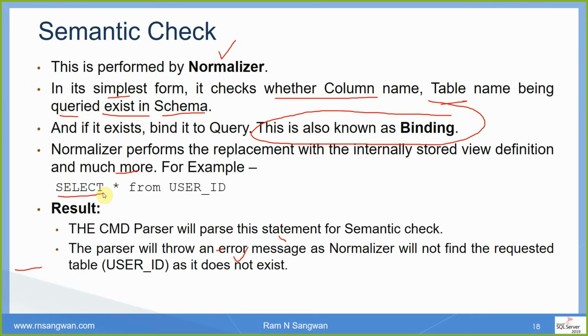For example, when we say select star from user ID. So select star, star is not a column; star refers to specific individual columns. So here the CMD parser will parse the statement for the semantic check. The parser will throw an error message as the normalizer will not find the requested table user ID as it does not exist. If this is the case, just an example, if the table does not exist.